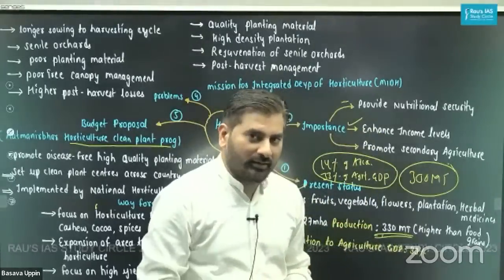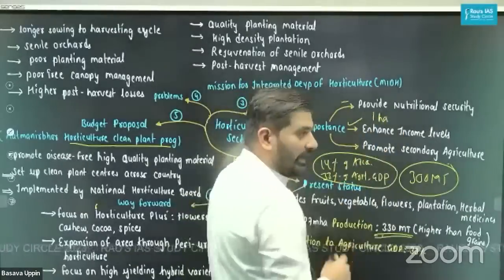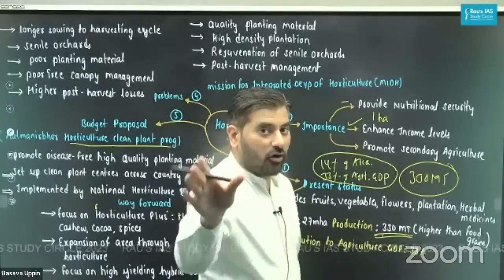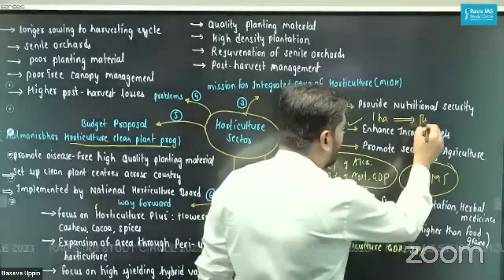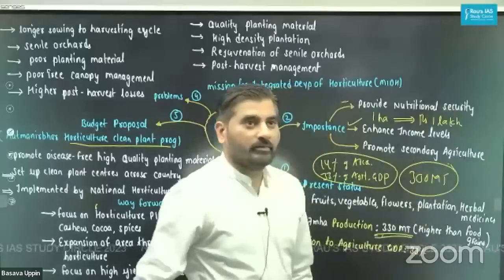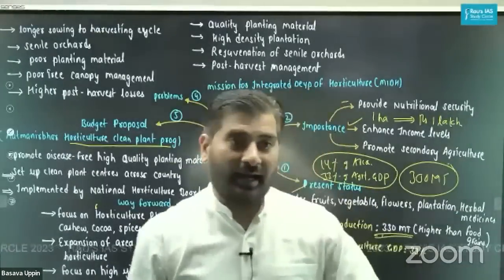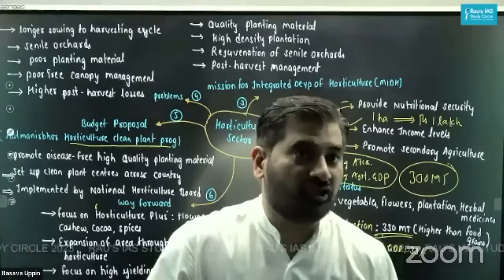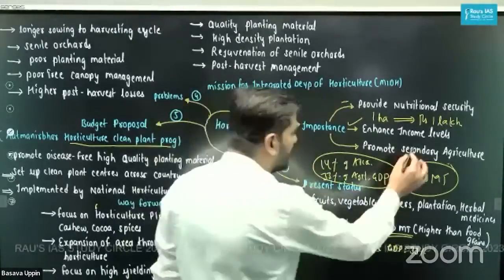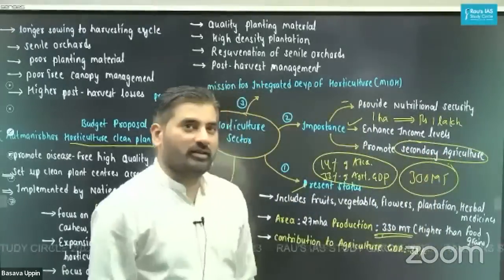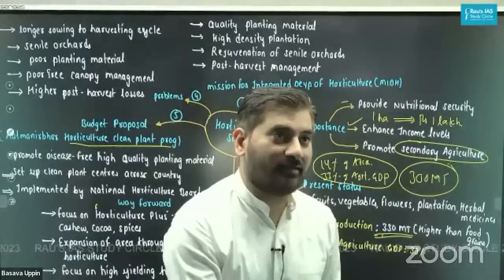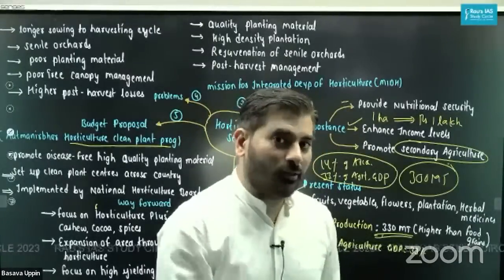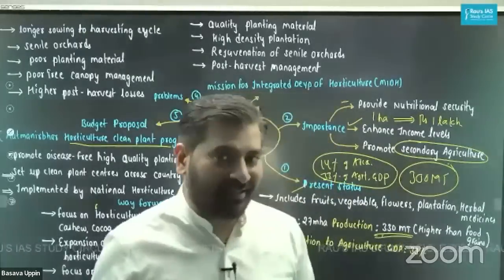For example, according to the Dalwai panel, if 1 hectare of agriculture land, which is right now used for monocropping, is diverted for cultivation of horticulture crops, farmers' income can automatically increase by 1 lakh. Can you see the potential? Huge potential. And it can also promote secondary agriculture. What is secondary agriculture? Secondary agriculture means food processing industries. We all know food processing is one of the sunrise sectors of the Indian economy, right? So it has the potential to significantly improve the food processing sector in India.